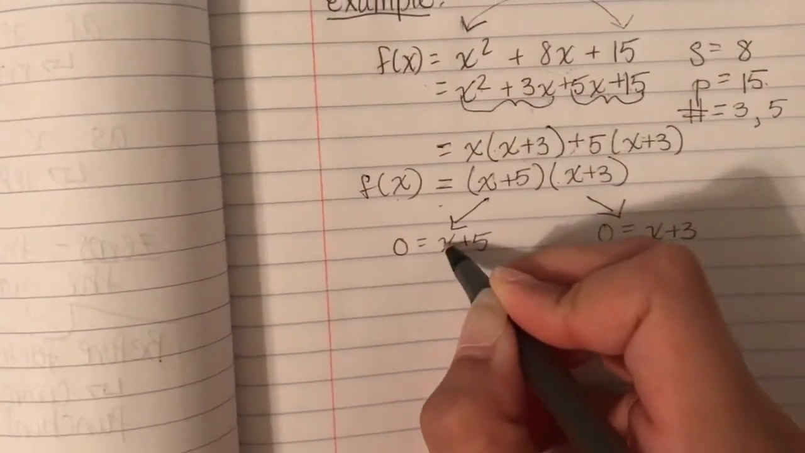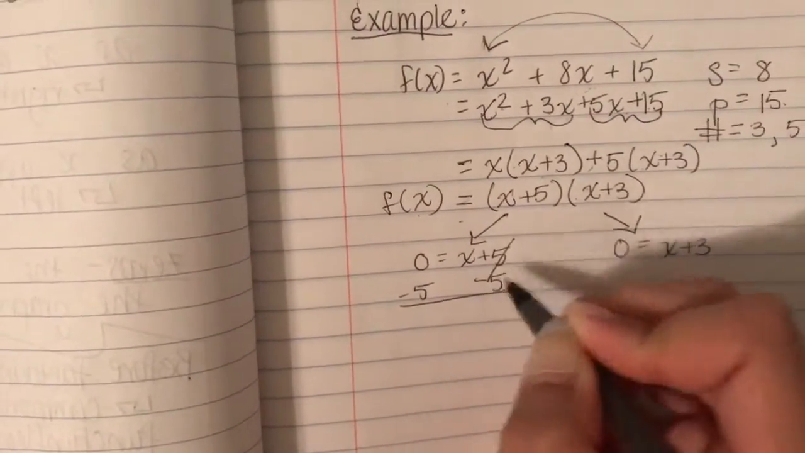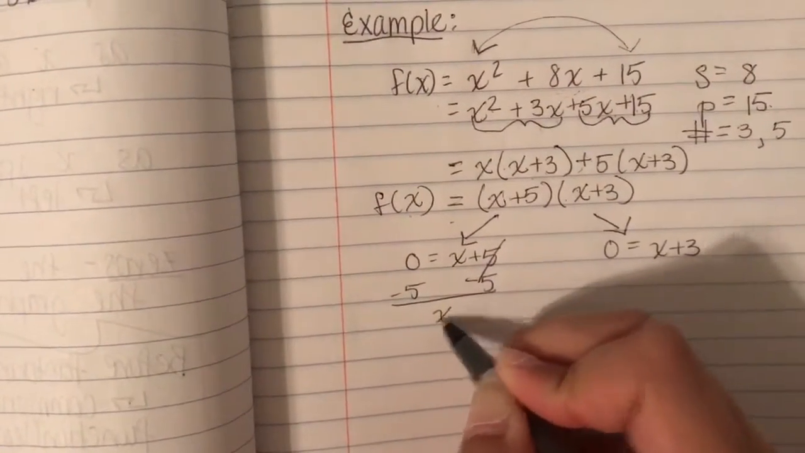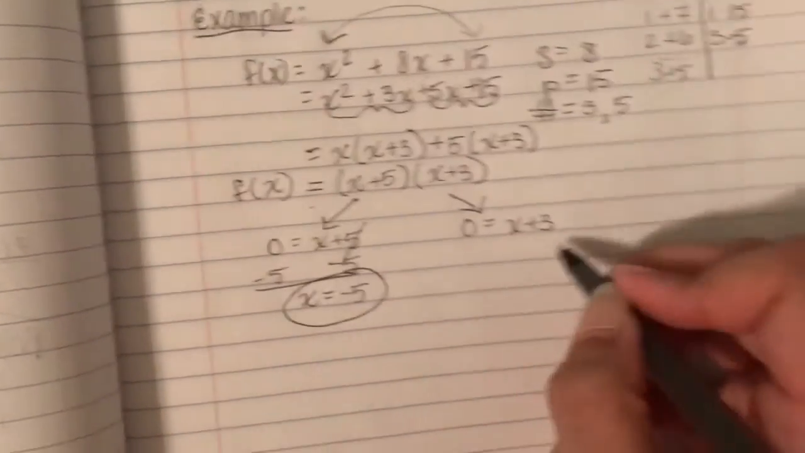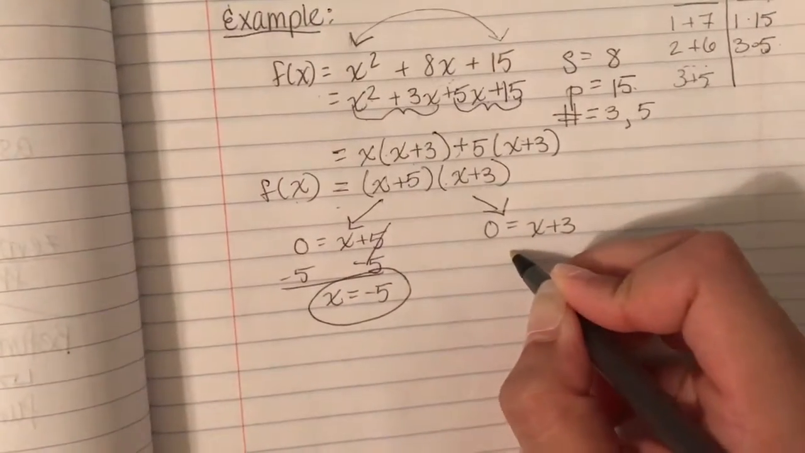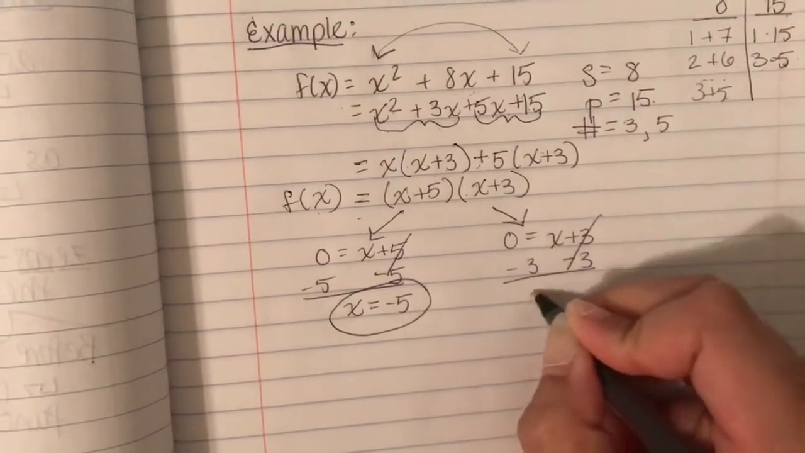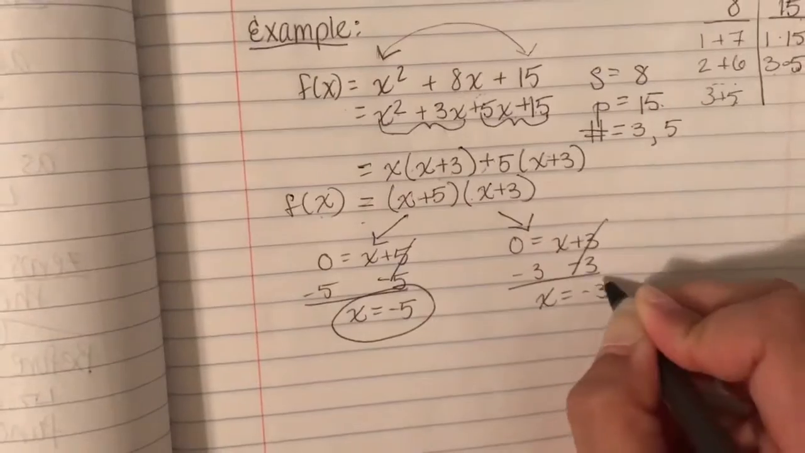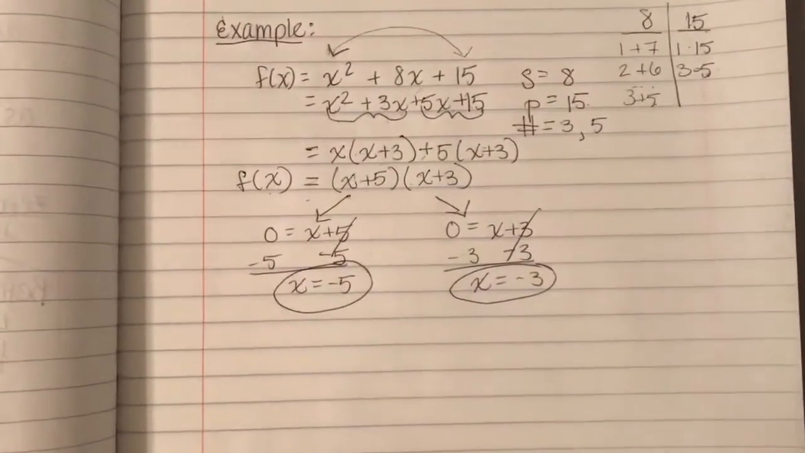So I subtract 5 and I subtract 5 from each side. And what am I left with? I'm left with x equals negative 5. And there's your first 0. And then you're left with minus 3, and I'm left with x equals negative 3. And so there you go. You just found both your zeros.